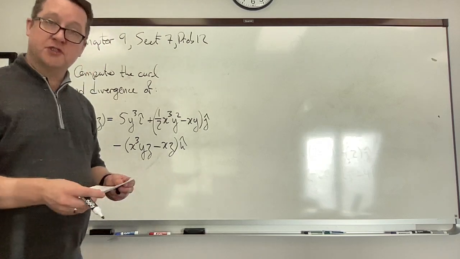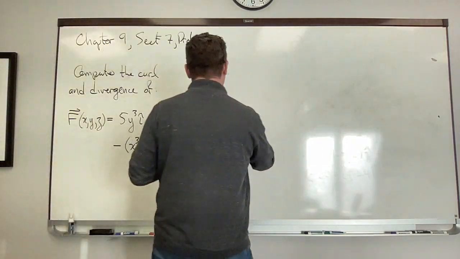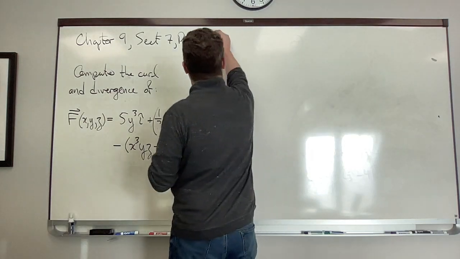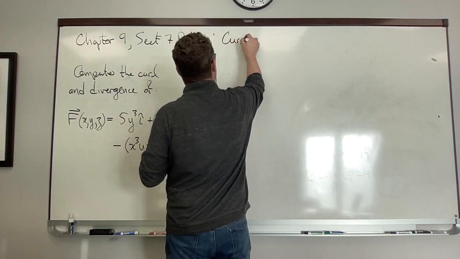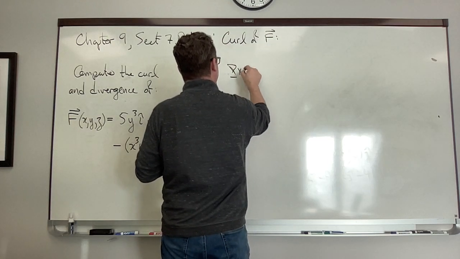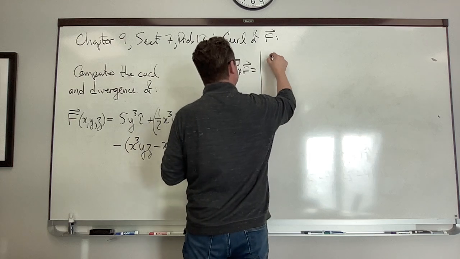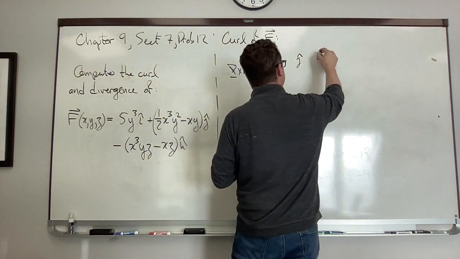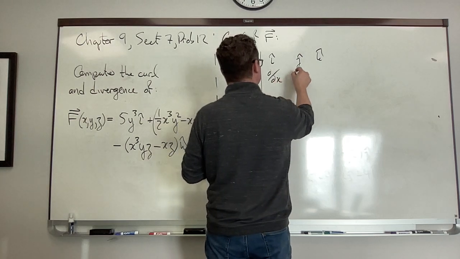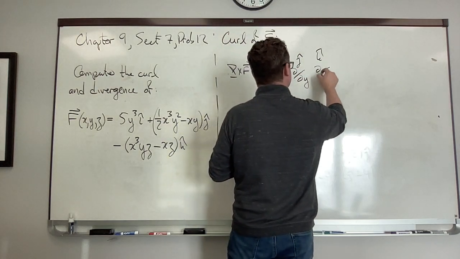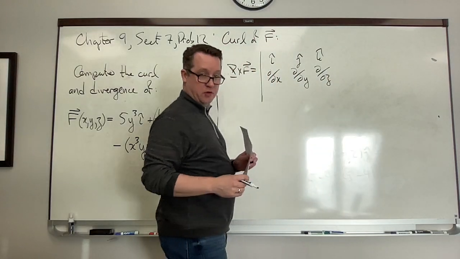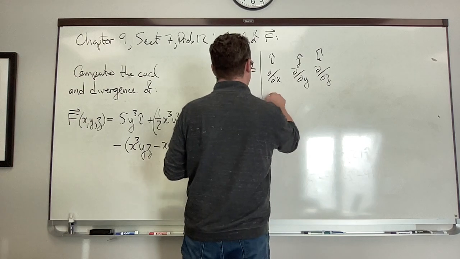So we'll do the curl first. I'm going to leave this problem here, and I'm going to do the solutions on the right-hand side. So to start, the curl of F. In general, the way we remember this is we write a determinant, with i, j, k unit vectors on the top row, the partial derivatives with respect to x, y, and z on the second row, and then the components of the vector field whose curl you're calculating on the third row, so this would be the x component of F.